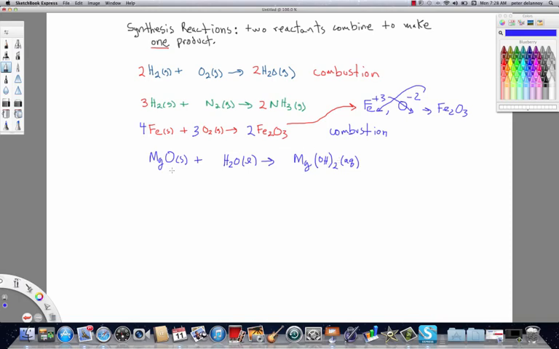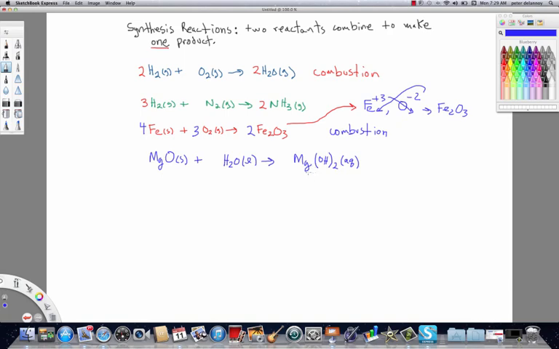When we look at the balancing, we see that on the left side of my arrow, I've got 1 magnesium and I have 1 here. There's 2 oxygens on the left side of my arrow, and in this formula there's 2 oxygens here, 2 hydrogens on the left side, and 2 inside the parentheses. So this equation's already balanced.